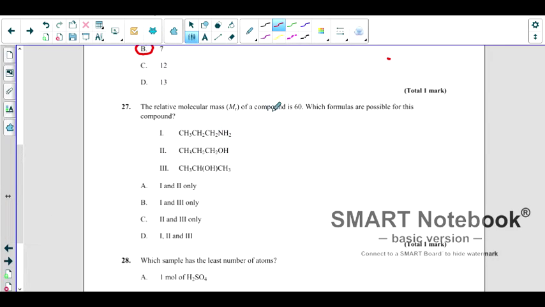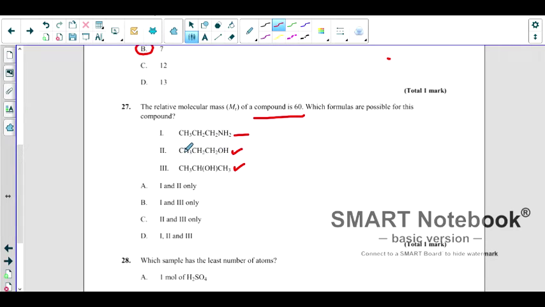The relative molecular mass of a compound is 60. Which formulas are possible for this compound? So we have the molecular mass, which is 60. We want to check which of these will be 60. If you add the masses of these, this will be 60, this will be 60, this will be close to 60, but it's not 60. How can you do it?